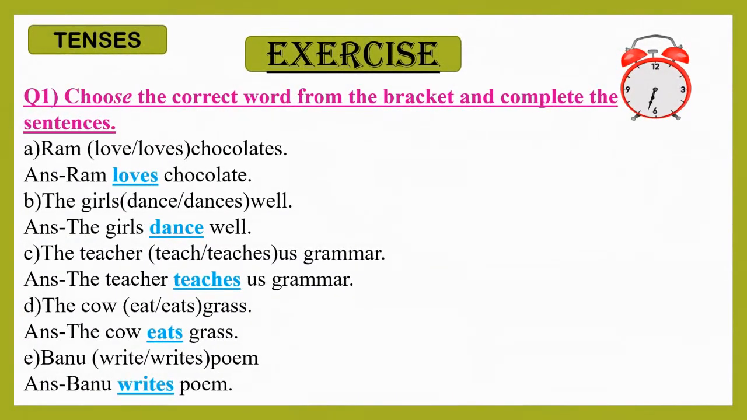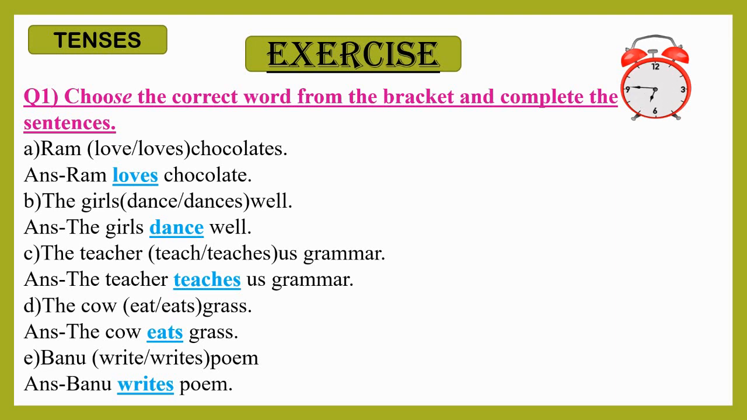Children, now it's time for the exercise and you will be doing the exercise in your notebook. Question 1. Choose the correct word from the bracket and complete the sentences. Number 1. Ram love or loves chocolates. And the answer is Ram loves chocolates. Number 2. The girls dance or dances well. And the answer is the girls dance well.